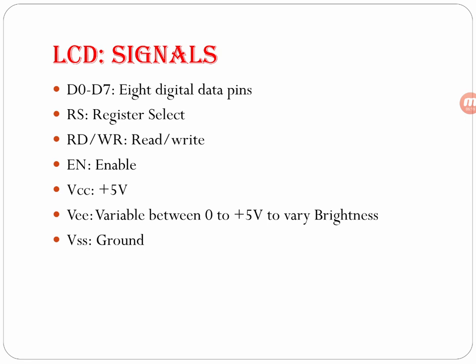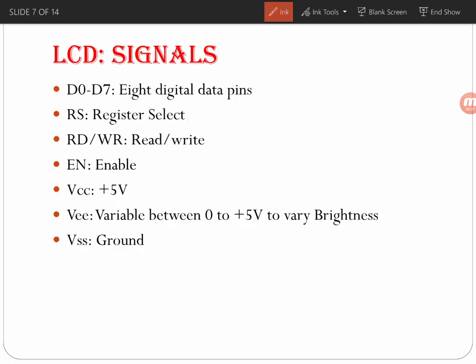So going with the LCD signals. LCD, as I have already told you, has 8 data lines D0 to D7, a register select RS, then read/write bar (there is a bar on the right), Enable, which is from high to low, and then VCC plus 5 volts. VE is the variable terminal given to the potentiometer to vary the brightness of the LCD, and then VSS is given to the ground.